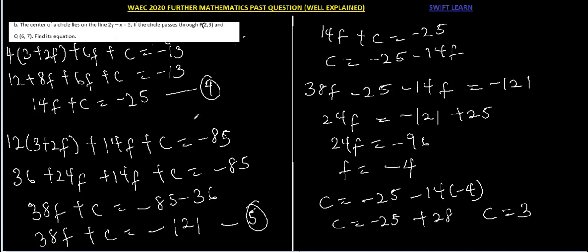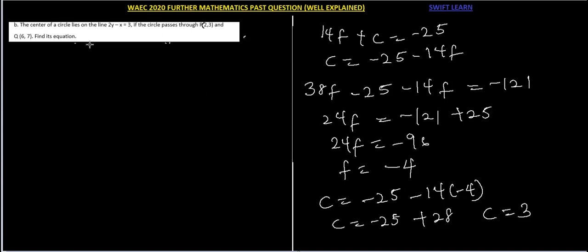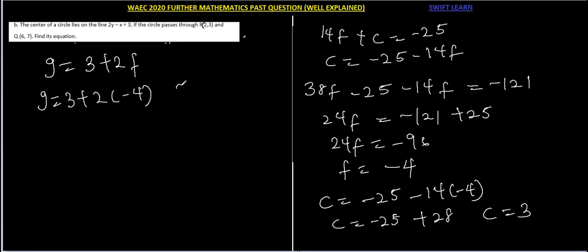So the next thing is to get, have you forgotten? Don't forget, we've not gotten g. So if you feel like maybe you've mixed it up or whatever, you can still go backward in the video and try to check whatever it is. So remember, we said g is equals to something. What is g equals to? Okay, g is equals to 3 plus 2f. So what is f? f is minus 4. That's g equals to 3 minus 8, which is what?